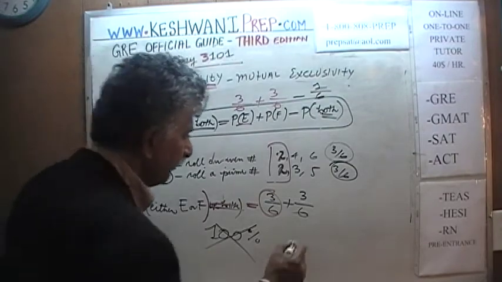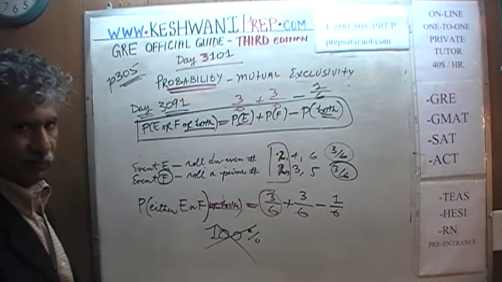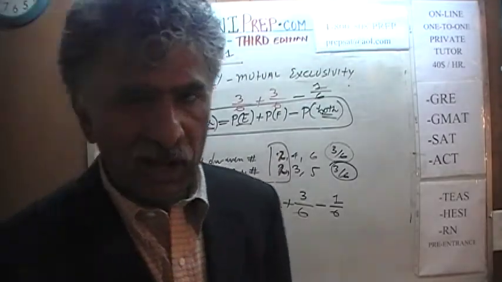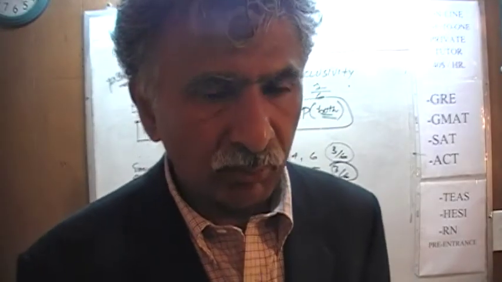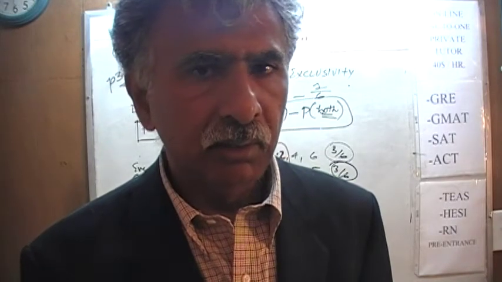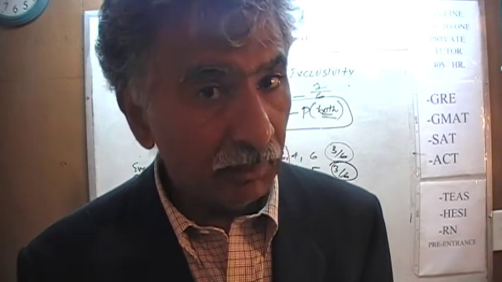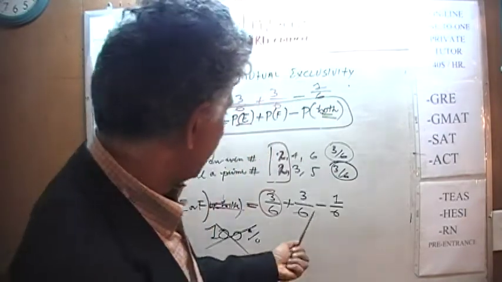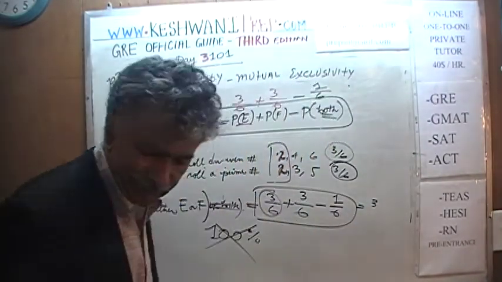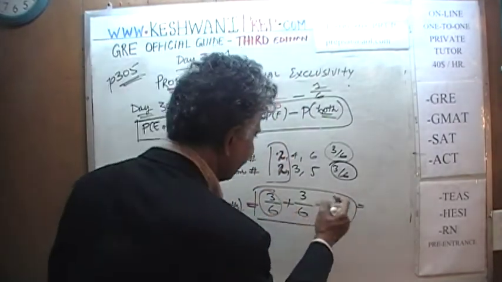So this is not correct. We have to subtract the odds that both events will happen at the same time, which is 1/6, because there is one outcome out of 6 possible outcomes where the two events might happen at the same time. It is quite possible that I'll end up rolling a 2, in which case I have rolled just now an even number and a prime number. Therefore, now this is the correct answer. The answer is not 6 out of 6, not 100%, but 5 out of 6, 3 plus 3 minus 1.